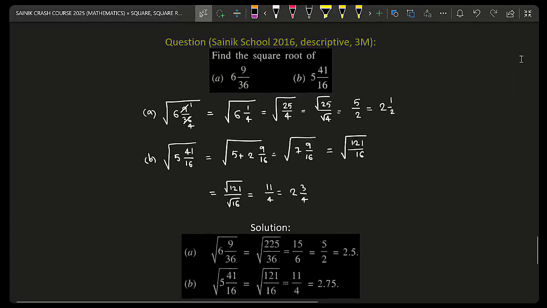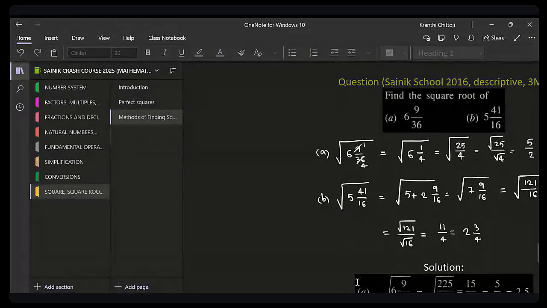So these are the questions we discussed in this chapter: square, square root, cube, cube root. And the next topic we are going to start is algebra. Give me a second. I'll copy the questions and come back.